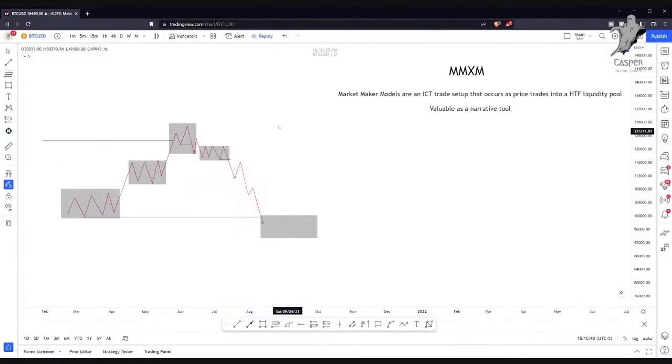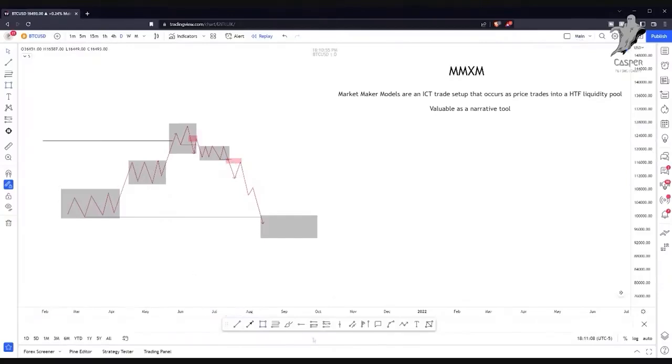So again, it's most valuable as a narrative tool, but it does provide two specific entries, and that's going to be on the second leg of distribution after that displacement and on the first reversal. Now, what this is considered up here is low risk entry, and this is high probability. So, let's say we have a fair value gap here after that second leg of distribution, just like we had the fair value gap in our first reversal. Those are both entry points.